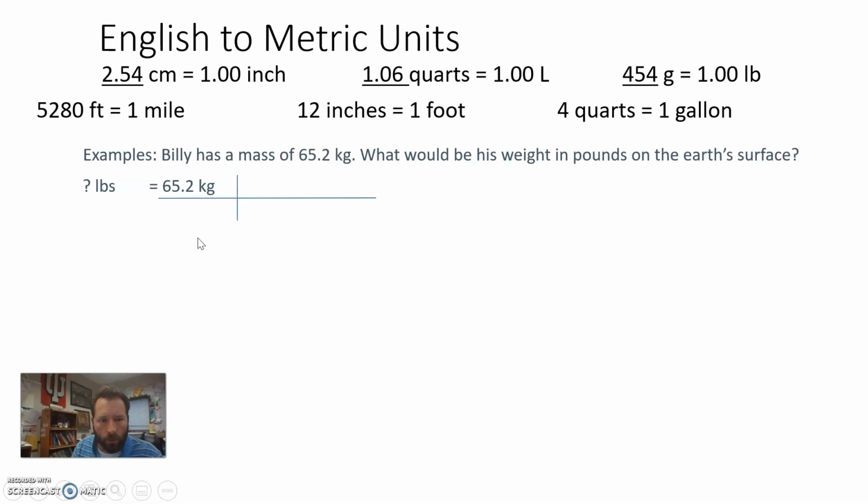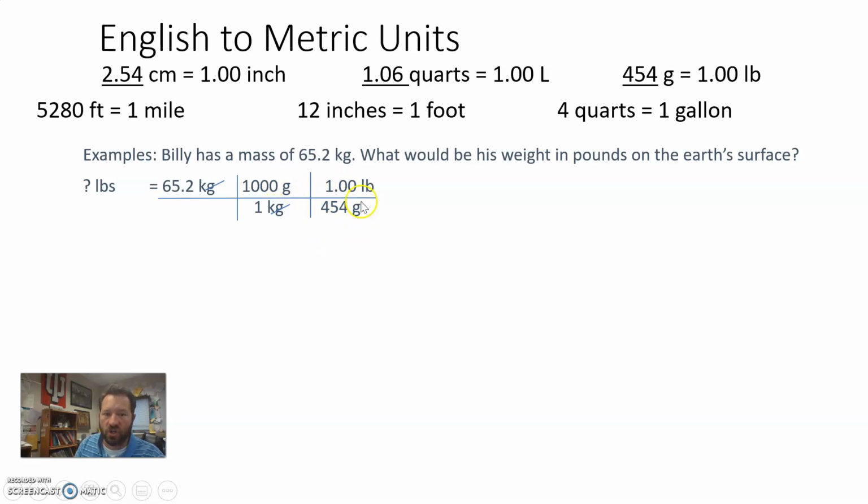Let's use some factor label. We know that kilograms is going to go on the bottom. It has to. We need to get it canceled out. I look up here. I do not have a kilograms to pounds conversion. Instead, I need to go to grams. I do have a grams to pounds. So I have to think, okay, kilograms to pounds, I can do that. Kilo means 1,000, so 1,000 grams in 1 kilogram. Kilograms is canceled out, and now we can go from grams to pounds.